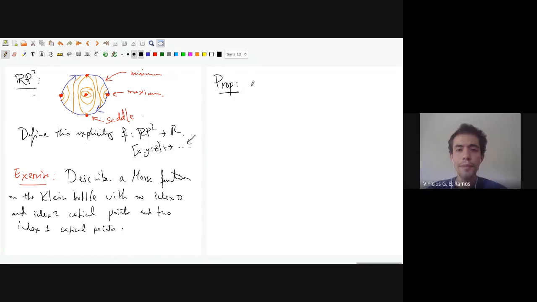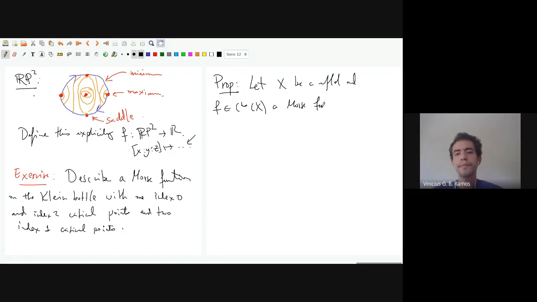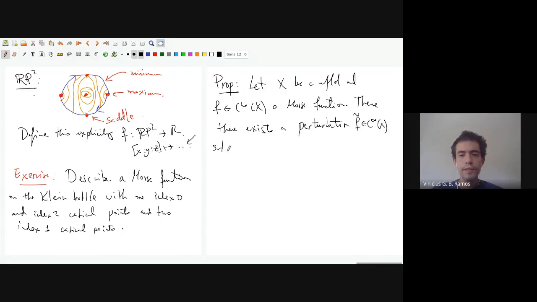The proposition is the following: let X be a manifold and f a Morse function, then there exists a perturbation f tilde of f such that f tilde is still a Morse function, and whenever p and q are different critical points, their images are different.